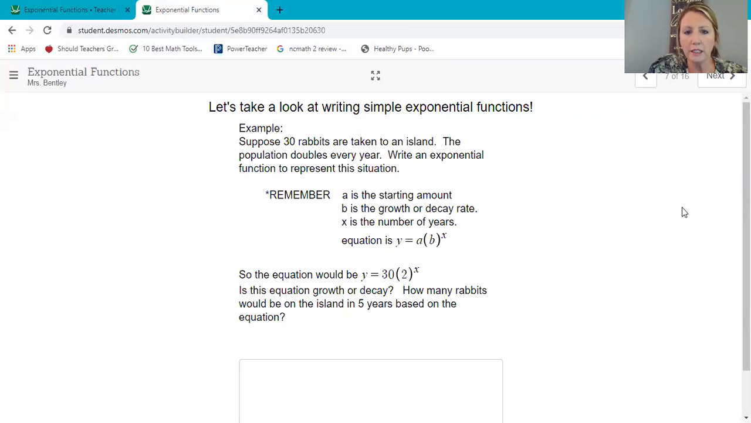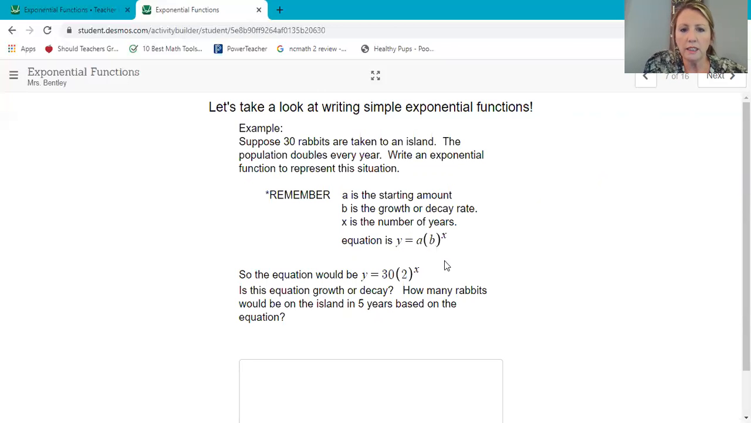So remember, A is the starting amount, B is going to be either your growth or decay rate, and then X in this situation is going to be how many years this growth has been occurring. So an exponential function is y equals a times b to the x power. And we need a number for a, the starting amount, and for b, the growth or decay rate.